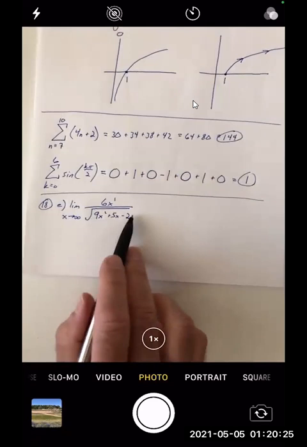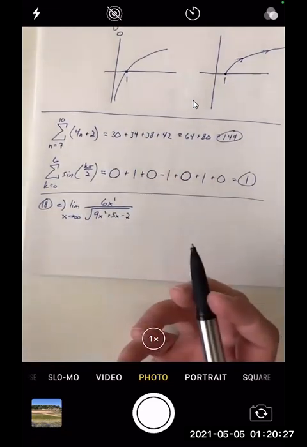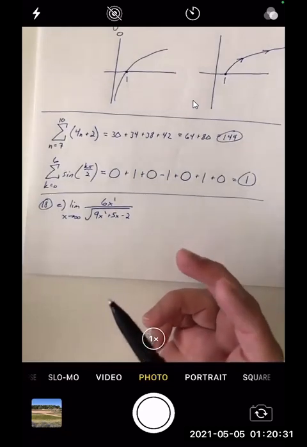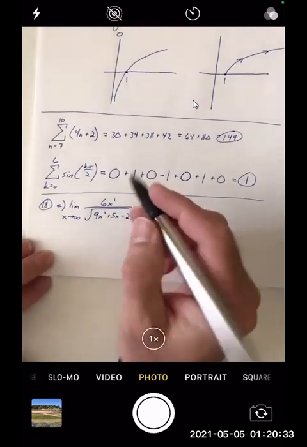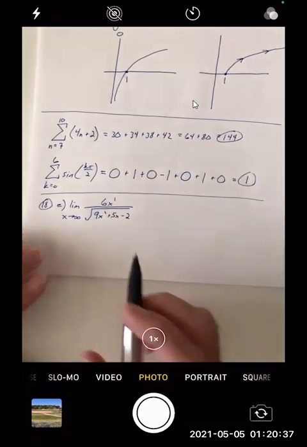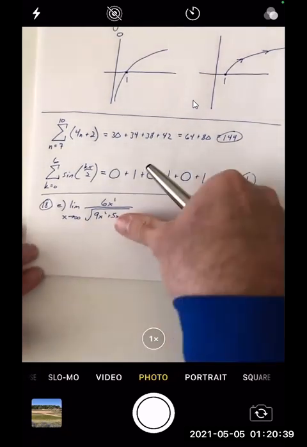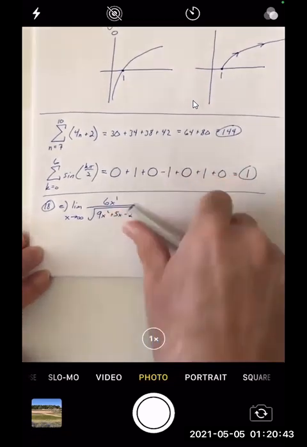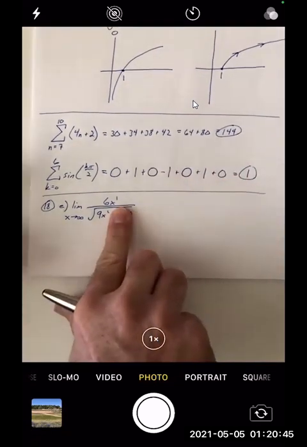And then if you look down here in the denominator, it's not a polynomial, so it doesn't have a degree per se. But when you're looking for the degree, you only pay attention to the term with the highest power. So that 5x minus 2, you just ignore. It's not going to affect the degree at all.